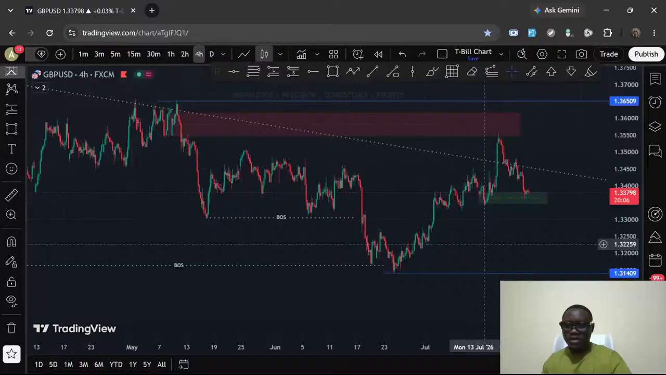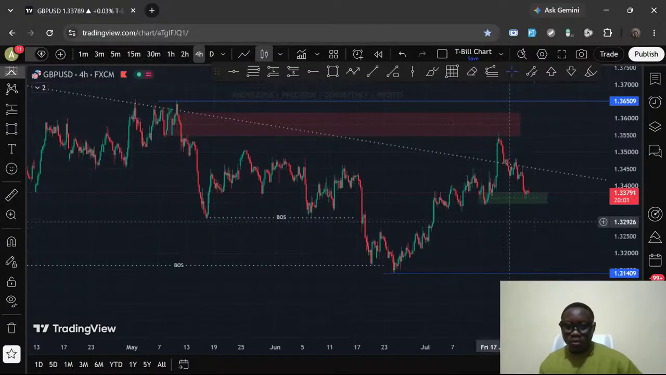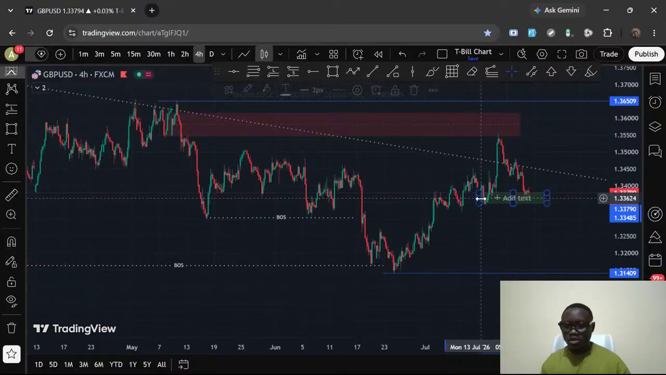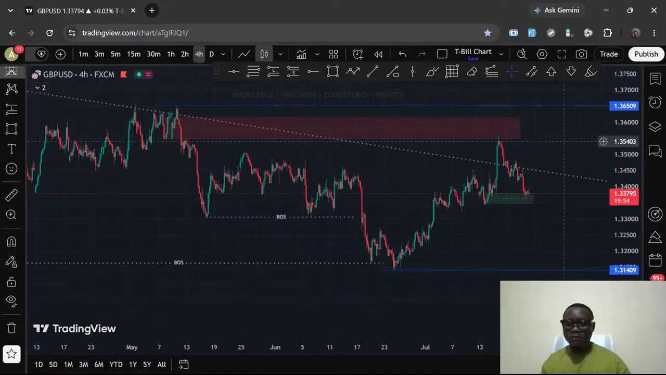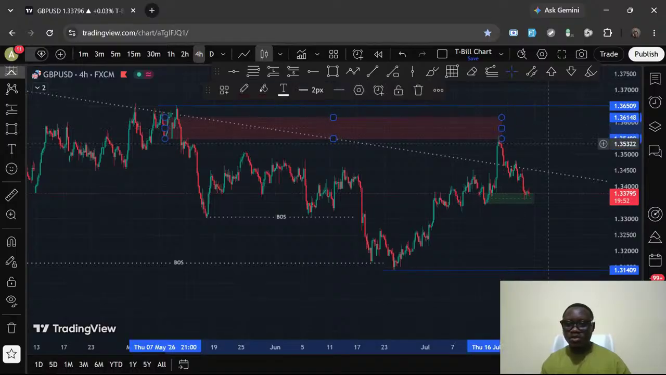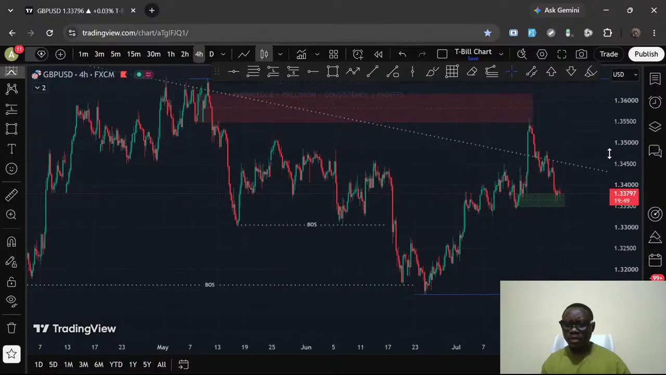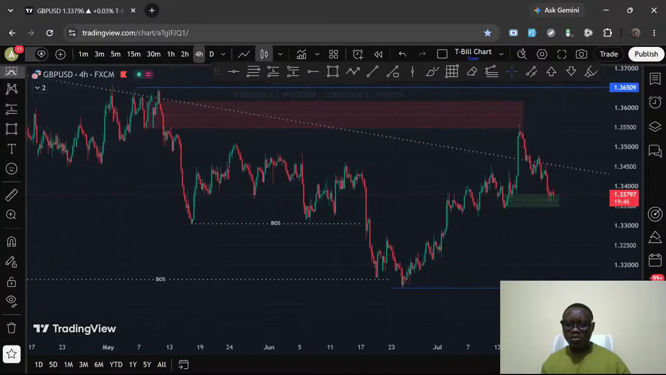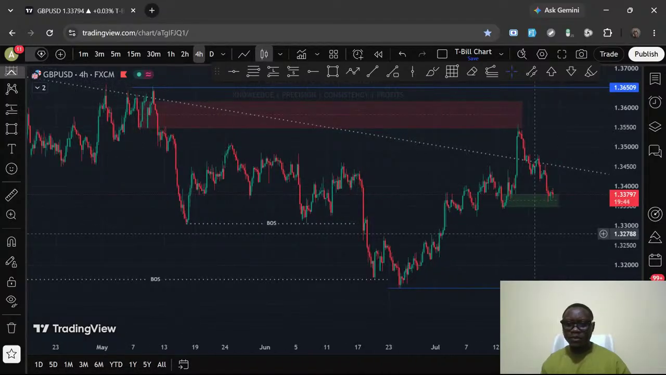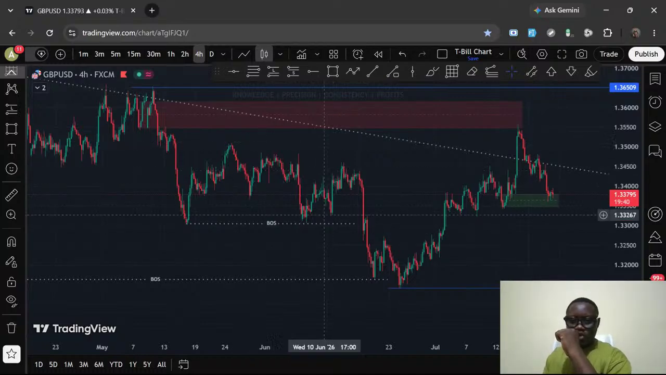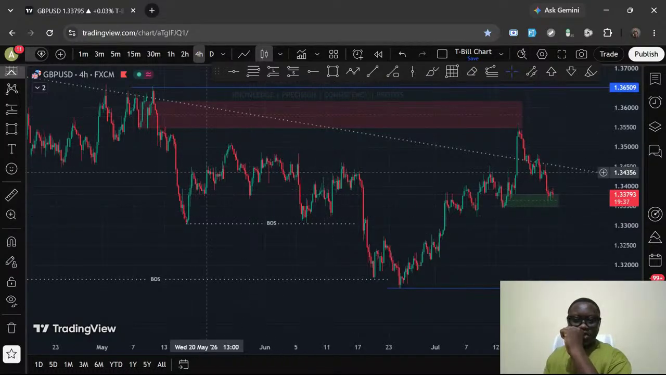okay, so we have this demand zone as well. We have this demand zone as well. This demand order block zone, which price is currently reacting at, and this supply order block zone, which price has also mitigated, is currently moving to the downside. Okay. So let's drill down to our entry time frame, which is 30 minutes.